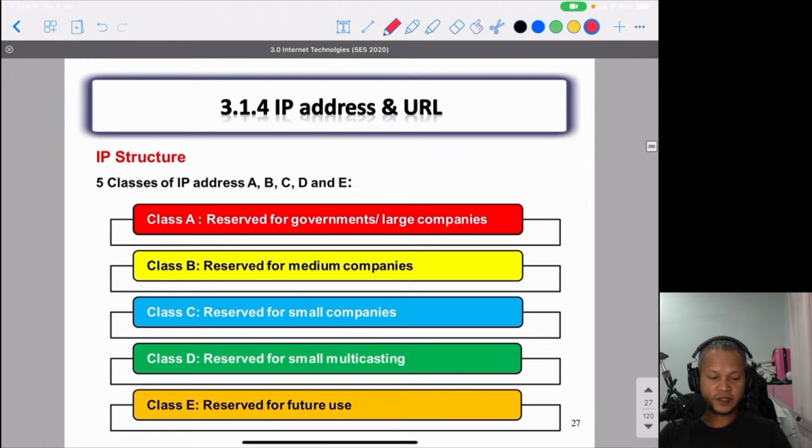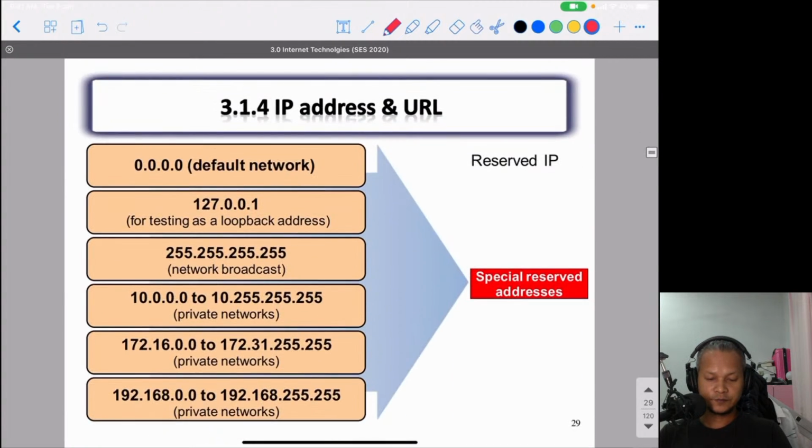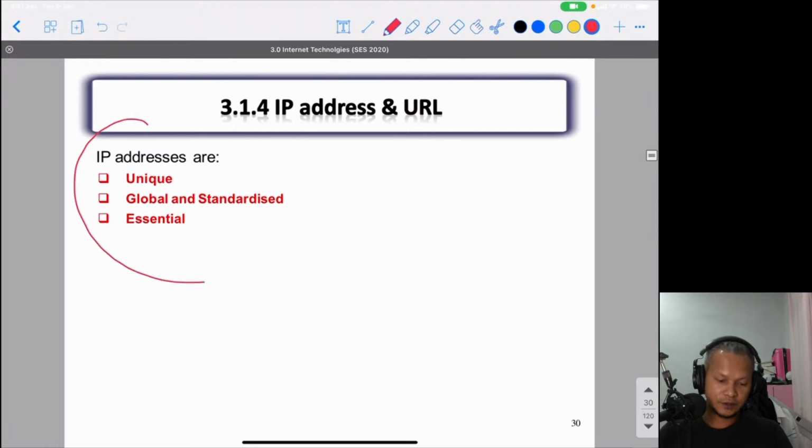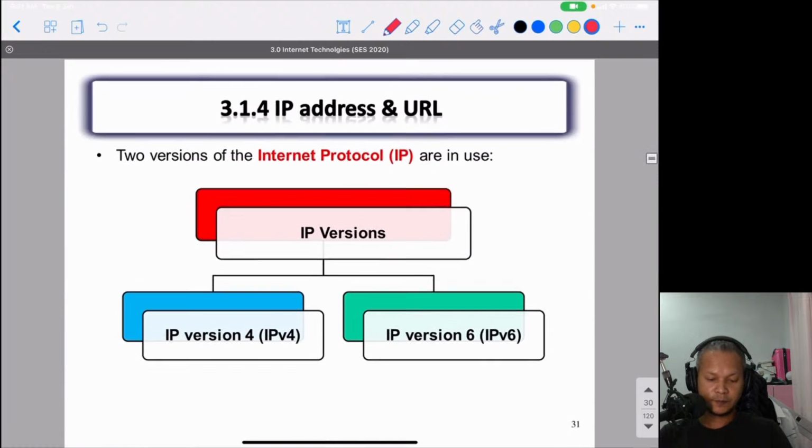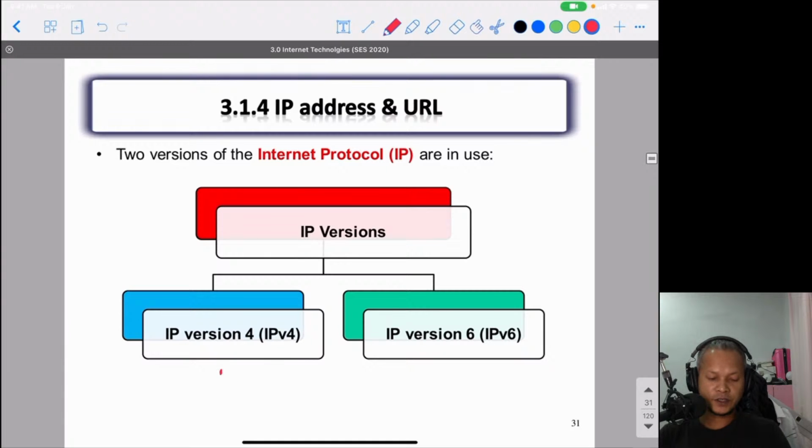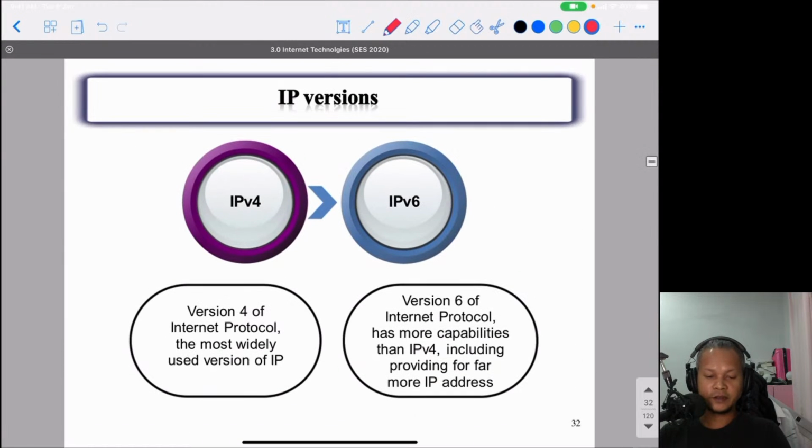And then this is classed. We have 5 classes, A, B, C, D, E. And then you need to know why we are using IP addresses, because they are unique, global, and standardized. And then IP addresses have 2 types. One is IPv4 and one is IPv6. And then you need to be able to compare between IPv4 and IPv6.